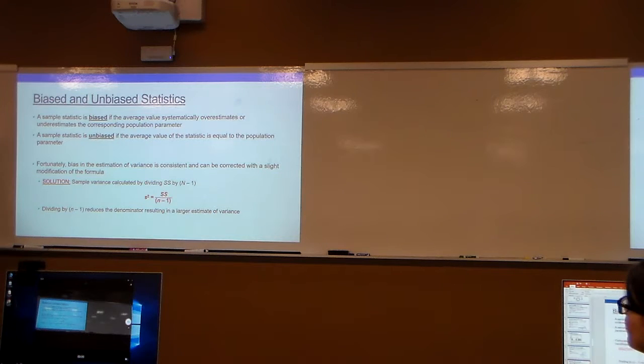So we're applied people. We'll trust the people who've got this worked out. But if we want to calculate an unbiased estimate of the population variance based on our sample, for calculating our variance, we take the sum of squares, the same way we always calculated sum of squares, and we just divide that by n minus 1. Whatever our sample is, subtract 1. Dividing by n minus 1 reduces the denominator, resulting in a larger estimation of the variance. Why?